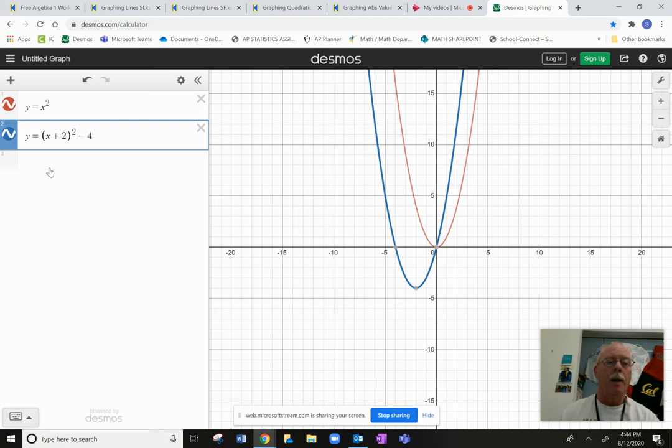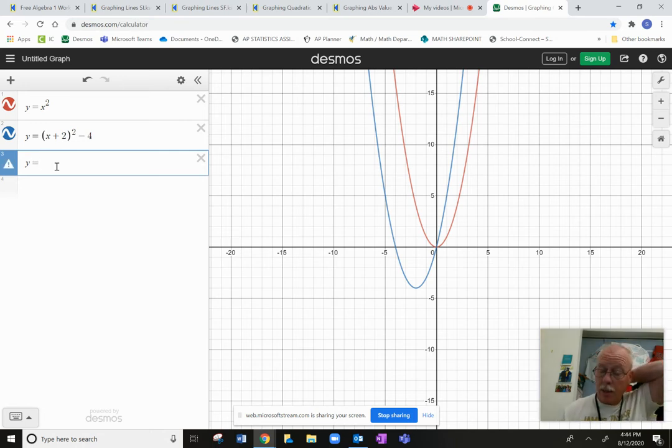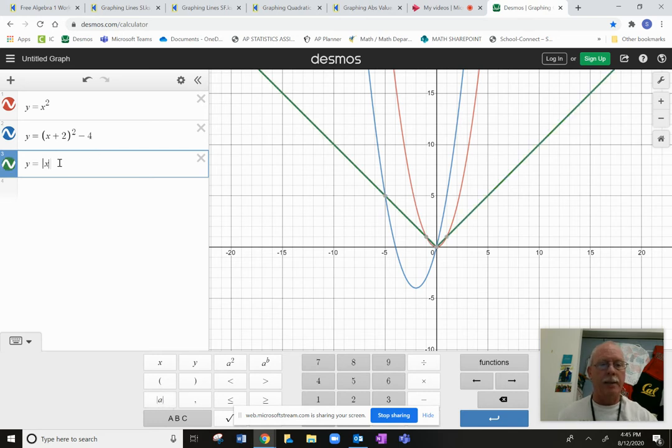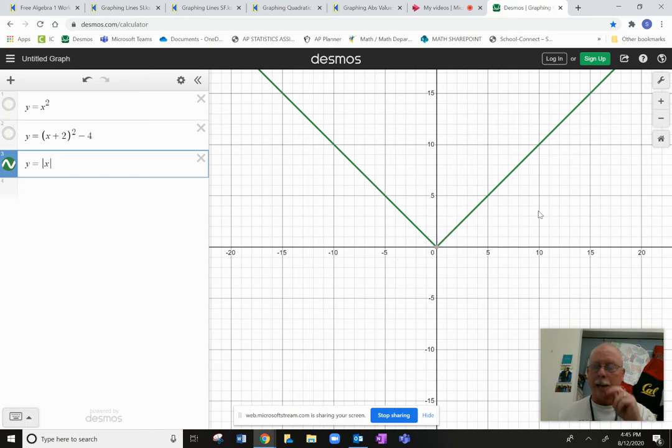Now, the same thing applies to different types of functions. Let's do the absolute value function. I don't know what the shortcut is for an absolute value function, so I'm going to go down here to the keypad, choose the absolute value icon there, and put an x inside. So there's the absolute value of x, okay? And hopefully you remember that.